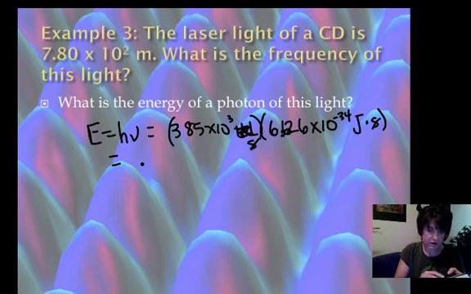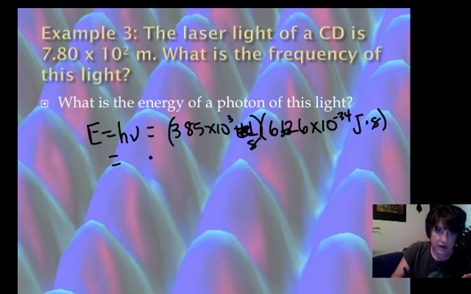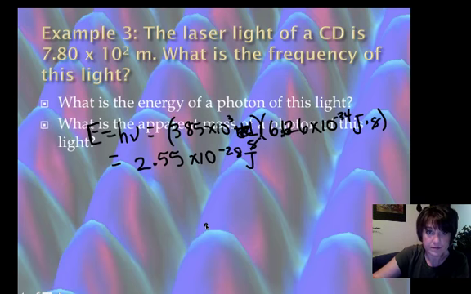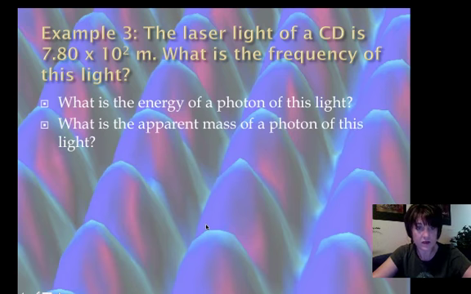So multiply your frequency times Planck's constant, and I get 2.55 times 10 to the minus 28 joules. That doesn't sound like a lot of energy, does it? But that's just one photon of light. Okay, what's the next piece?